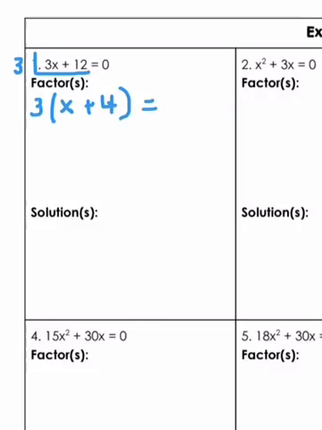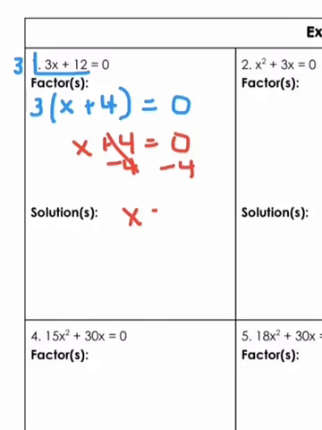So you only have one factor because you only have one variable, and that is the x. So this is our only one factor that we have. So we can take that factor and we can set it equal to 0 and solve. So your solution is only one solution, x equals -4.